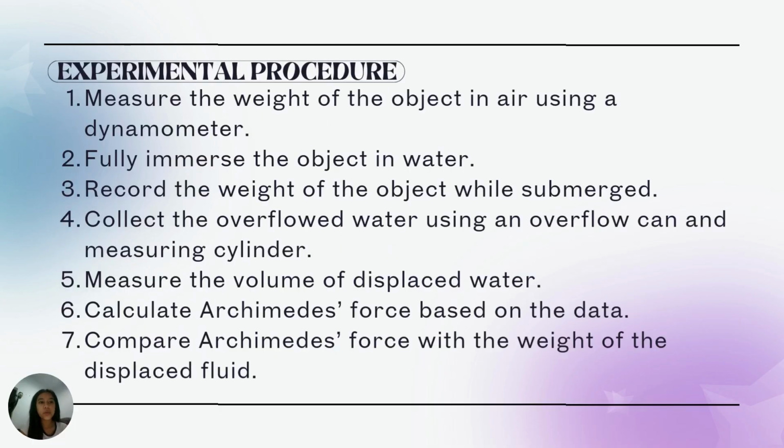Experiment procedure. 1. Measure the weight of the object in air using a dynamometer. 2. Fully immerse the object in water. 3. Record the weight of the object while submerged. 4. Collect the overflow water using an overflow can and measuring cylinder. 5. Measure the volume of displaced water. 6. Calculate Archimedes force based on the data. 7. Compare Archimedes force with the weight of the displaced fluid.